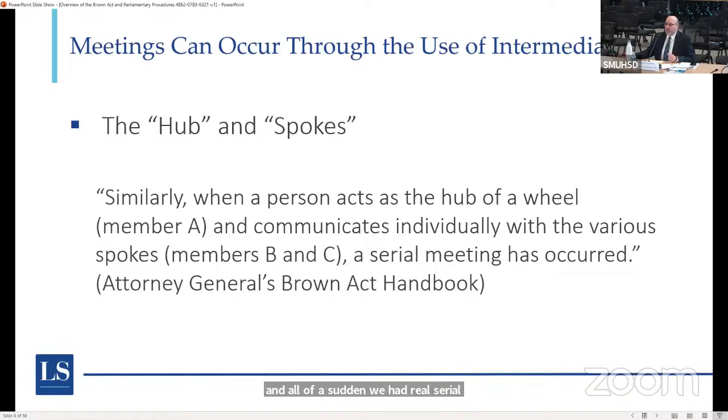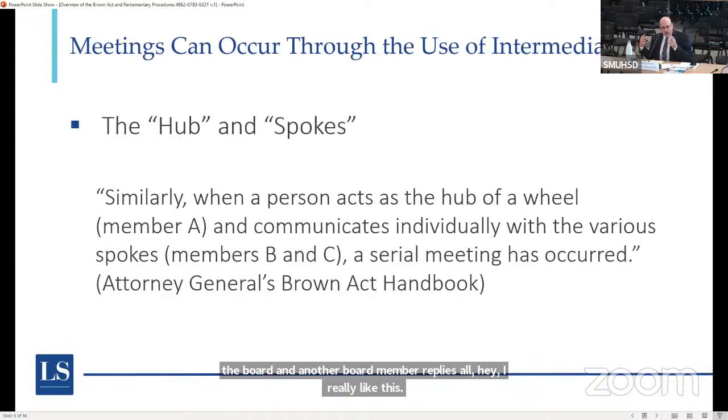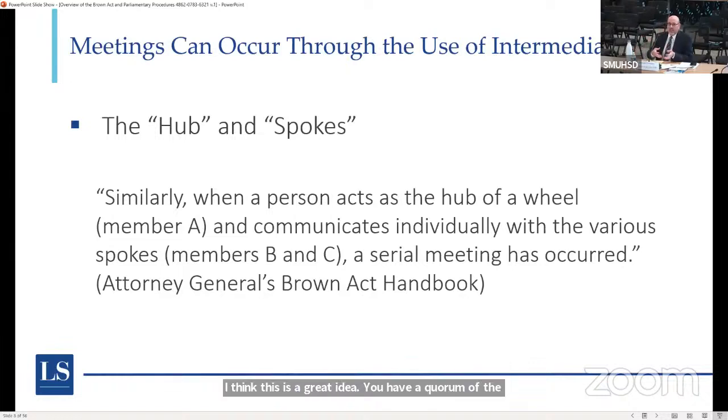So my advice to all of you is, if you have anything on your device that says reply all, put a piece of tape over it so you can't see or access it anymore, because that's one of the really common problems, right? A board member will share something, or the superintendent will share something with the rest of the board, and another board member replies all, hey, I really like this. I think this is a great idea. You now have a quorum of the board discussing and using, frankly, the superintendent in that example as the unintentional hub of this communication. So you got a problem.